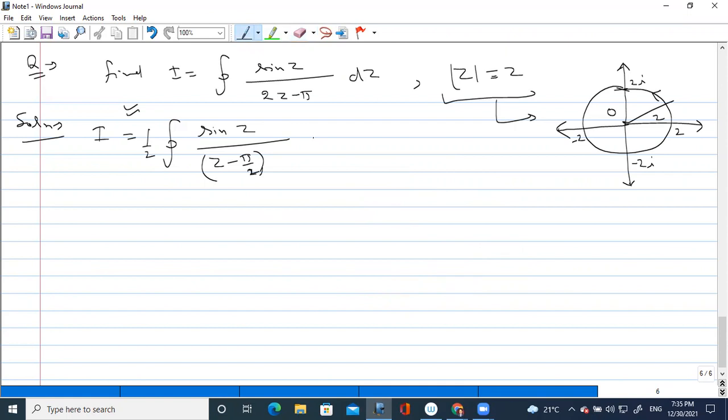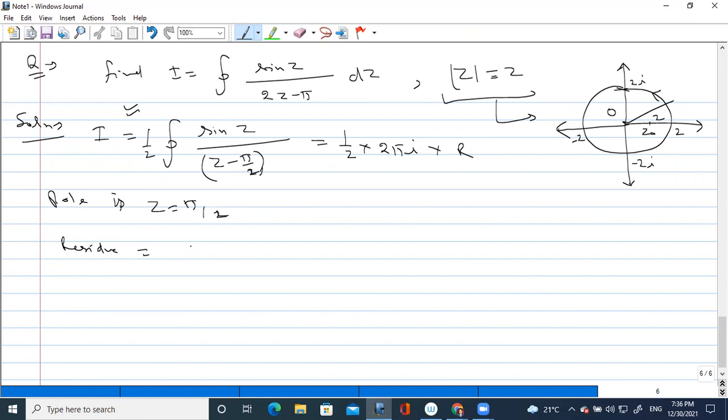So my answer is suppose like this, 1 by 2 into 2 pi I, that you can write already, into residue, that will be my answer. Understood? Here the pole is Z equal to pi by 2, and it is a simple pole, and you have to check whether pi by 2 is lying in this circle or not. So what is the value of pi? 3.14 by 2, so that will be 1.5 something. So 1.5 something will be somewhere here. So yes, it is lying.